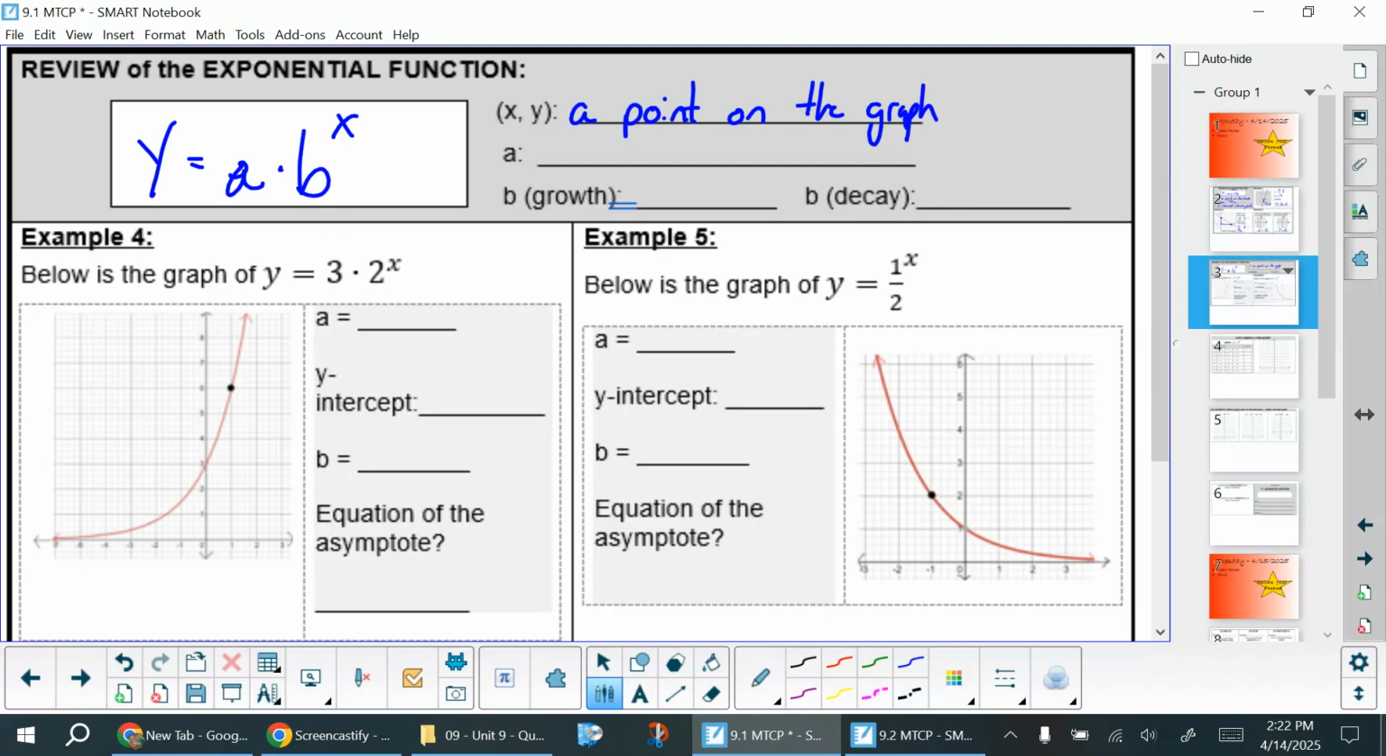A is our starting point. And then the b value is telling us how our equation is changing. So if b is greater than 1, our function is getting bigger, it's growing. If b is less than 1, our function is getting smaller, we'd say it's decaying.